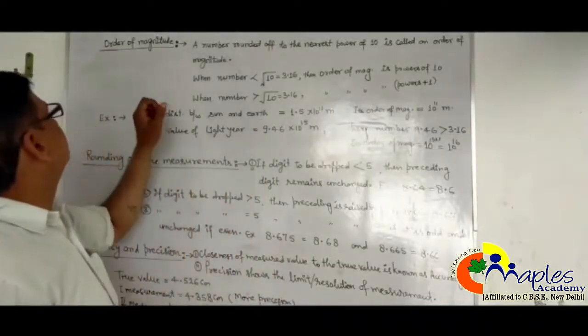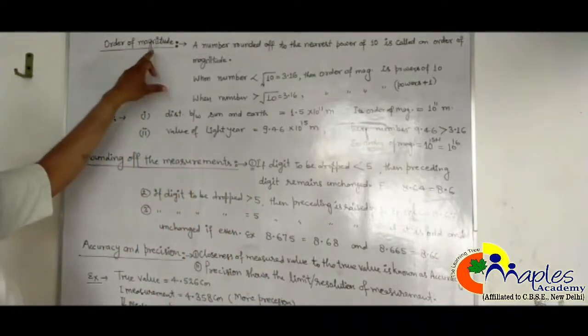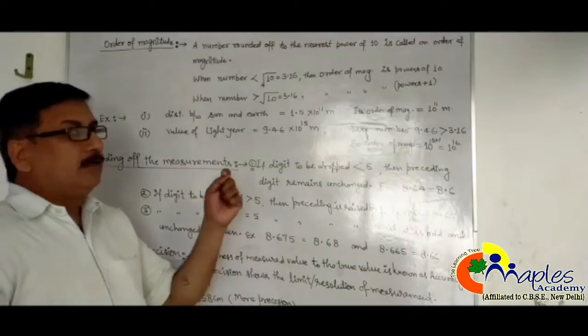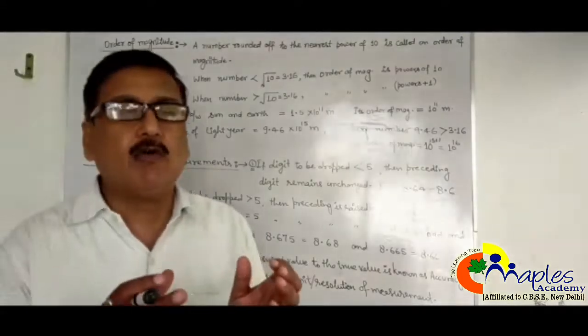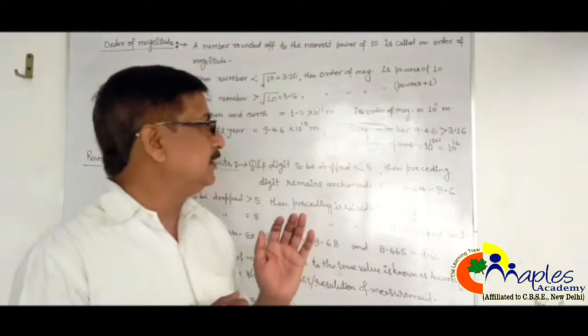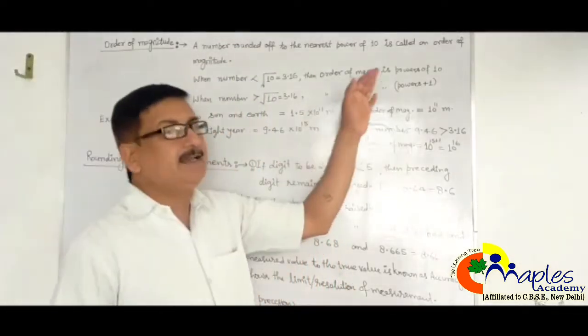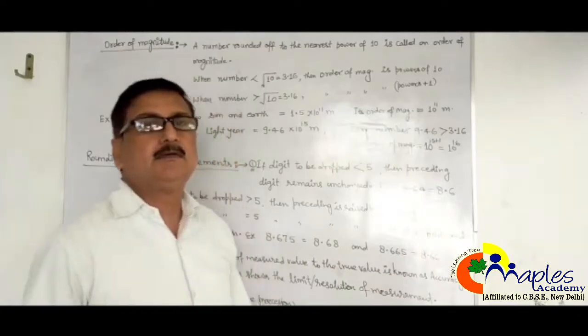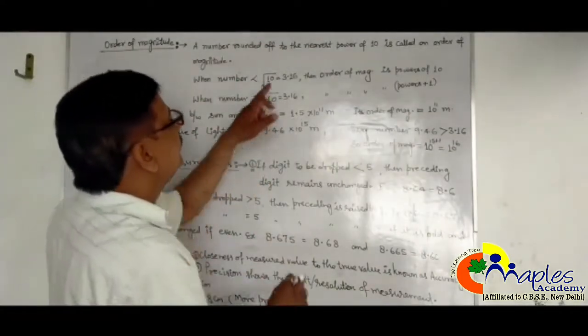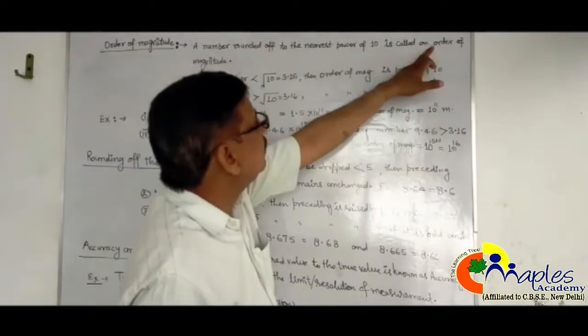Now students, we will study order of magnitude. What is order of magnitude? When a number is rounded off to the nearest power of 10, then that power of 10 is called the order of magnitude. A number rounded off to the nearest power of 10 is called order of magnitude.